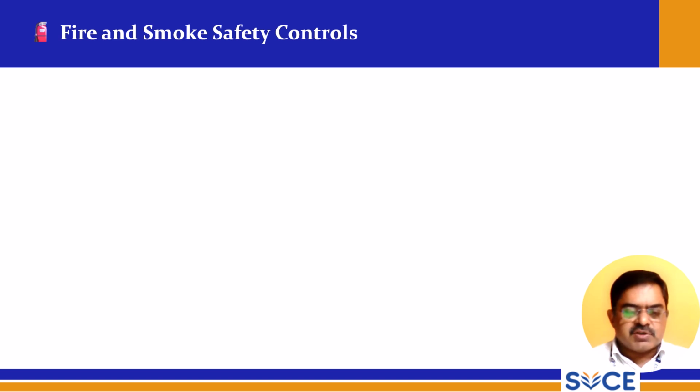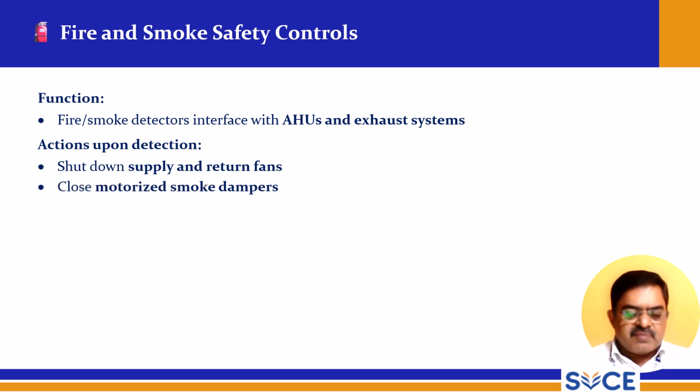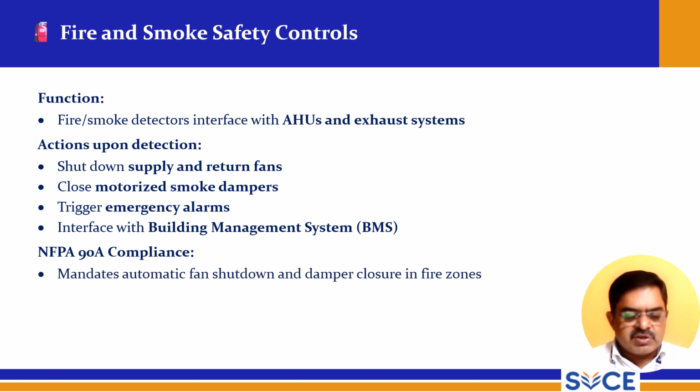Fire and smoke safety controls. The function is that fire smoke detectors interface with the AHUs and exhaust systems. Actions upon detection: shut down supply and return fans, close motorized smoke dampers, trigger emergency alarms, and interface with the building management system (BMS). NFPA 90A compliance mandates automatic fan shutdown and damper closure in fire zones.